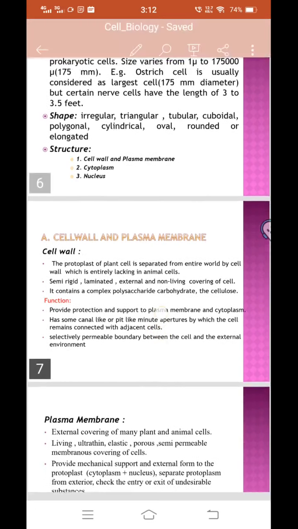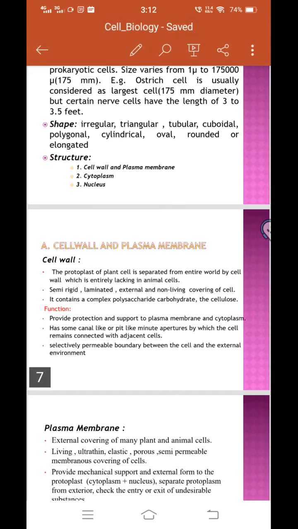Okay. Now next is the shape of the cell. Eukaryotic cells are found in different shapes, such as triangular, cylindrical, oval, rounded or elongated shape, depending upon the cell.